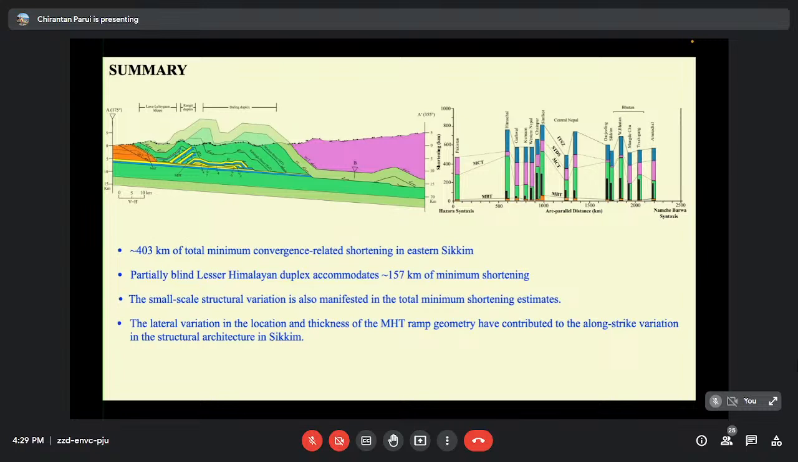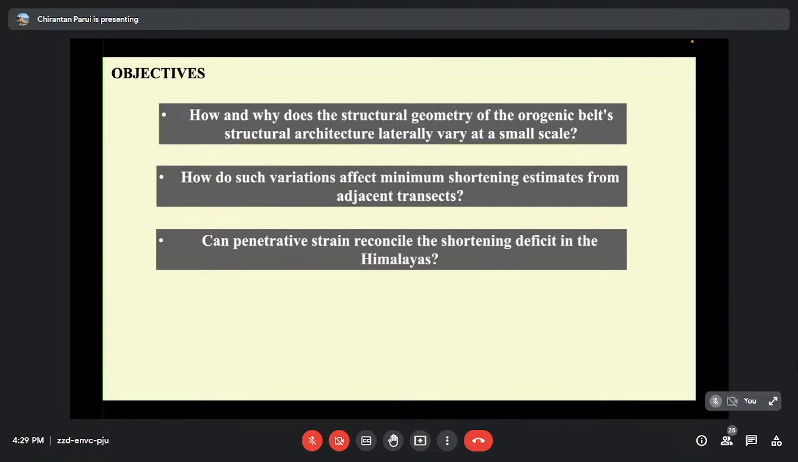Now that I have constrained the large-scale structural geometry of the thrust faults and estimated their shortening contribution, let us examine whether penetrative strain can reconcile the missing shortening that is there in the Himalaya.